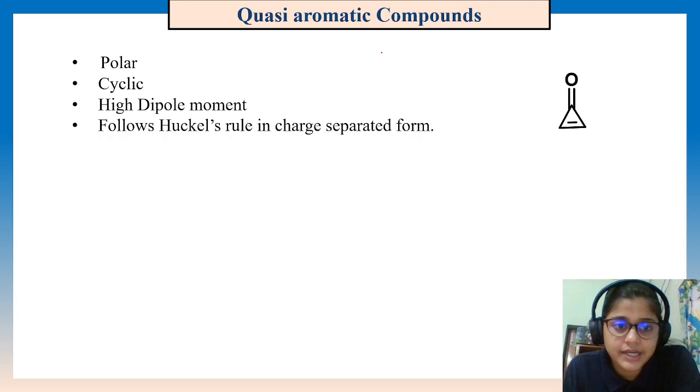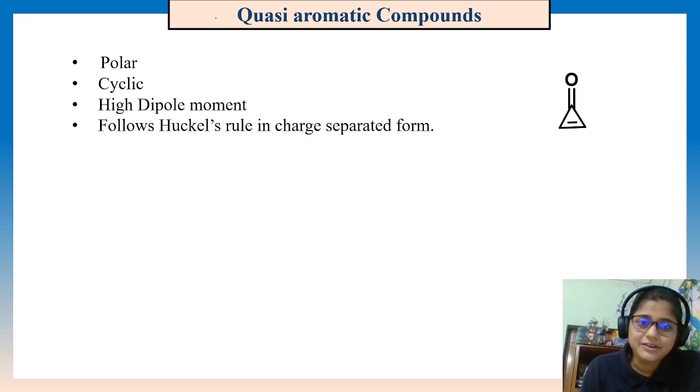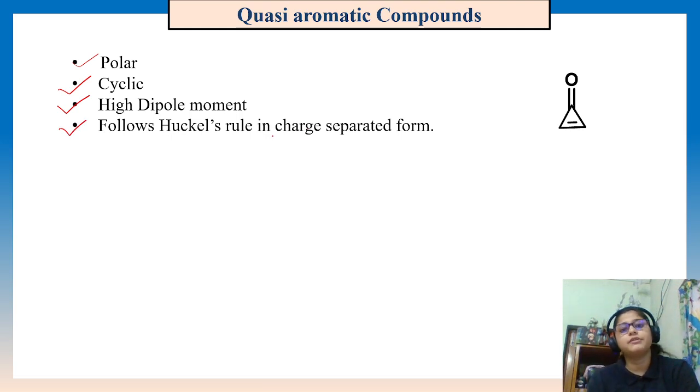So coming to the next part now, quasi-aromatic compounds. What are these? So many things are there, right? But it is not very difficult. It is basic actually. You have to remember all these things. The properties or characteristics of this kind of compound: it is polar, cyclic, has a high dipole moment, and follows Huckel's rule in charge separated form.